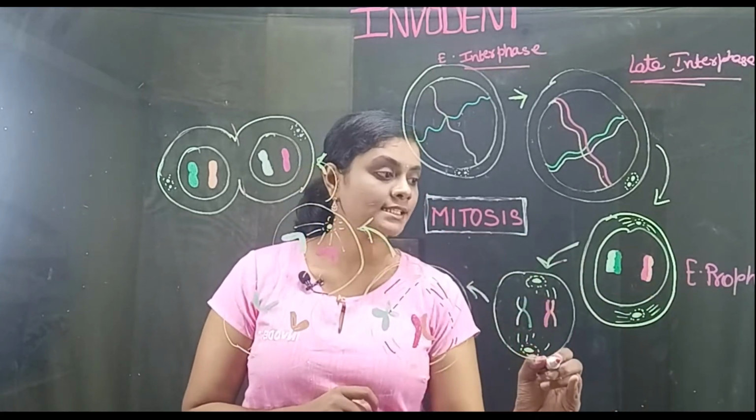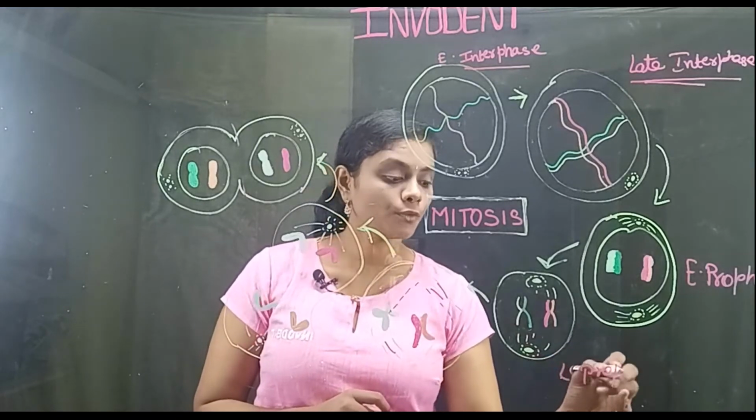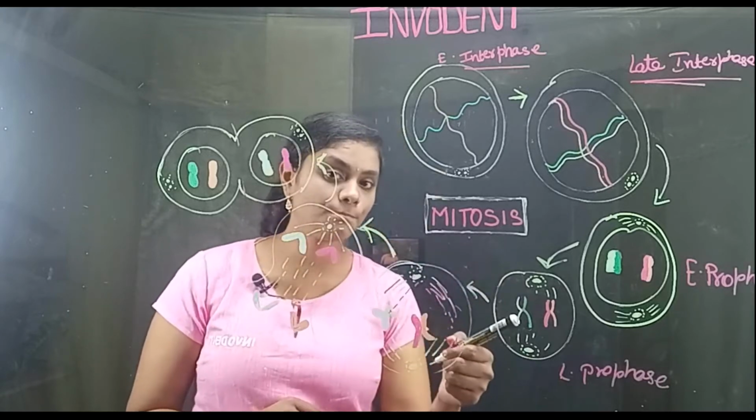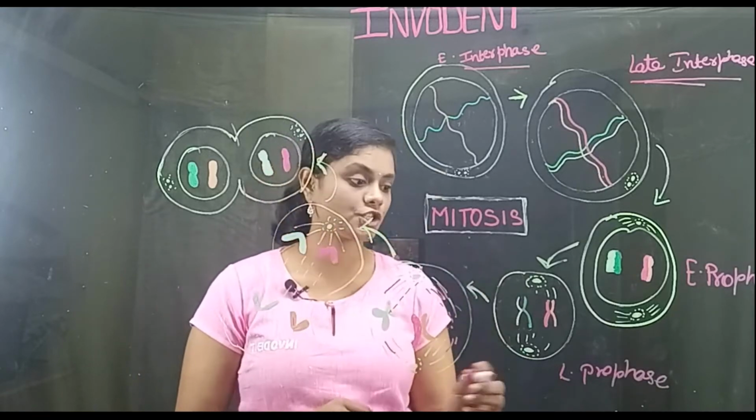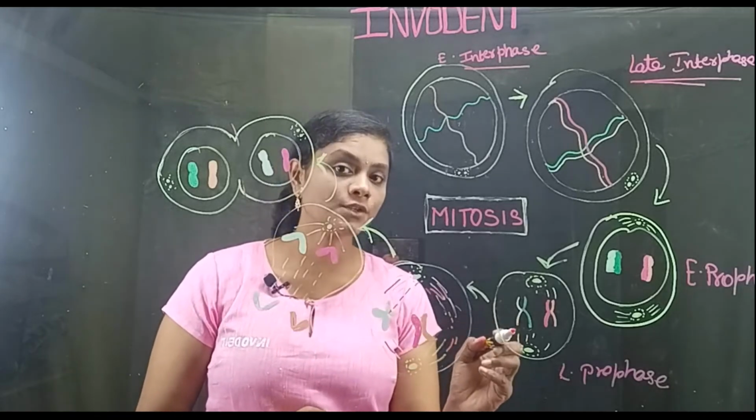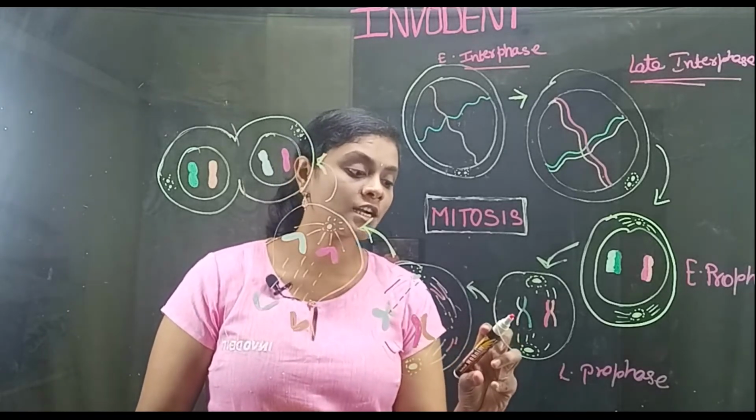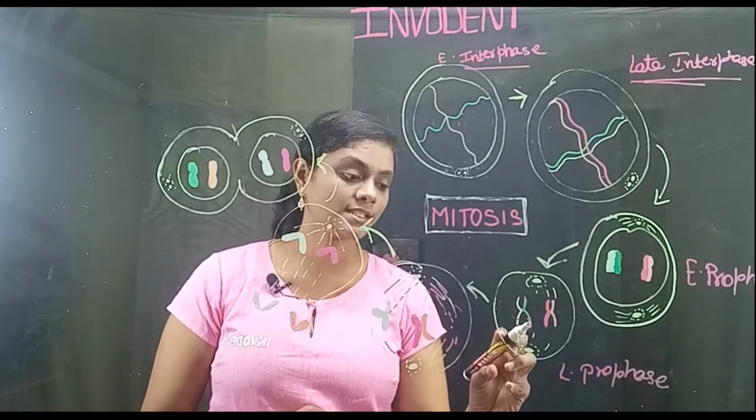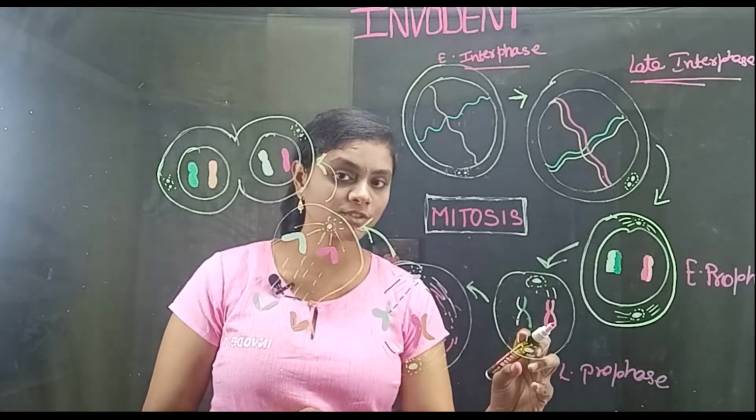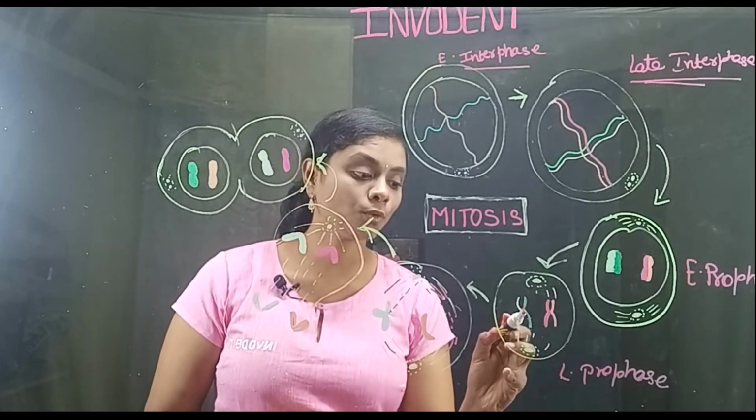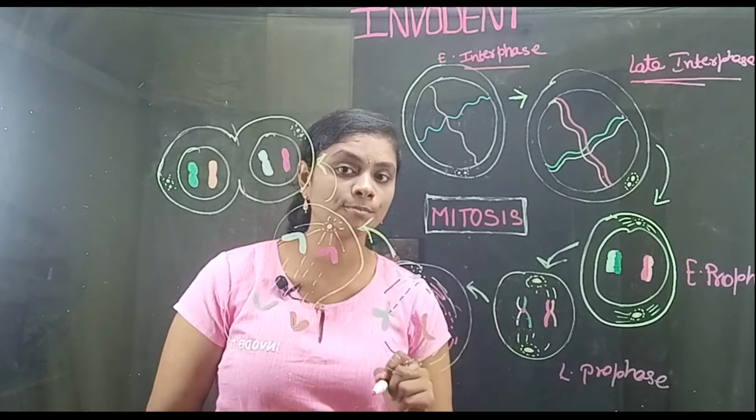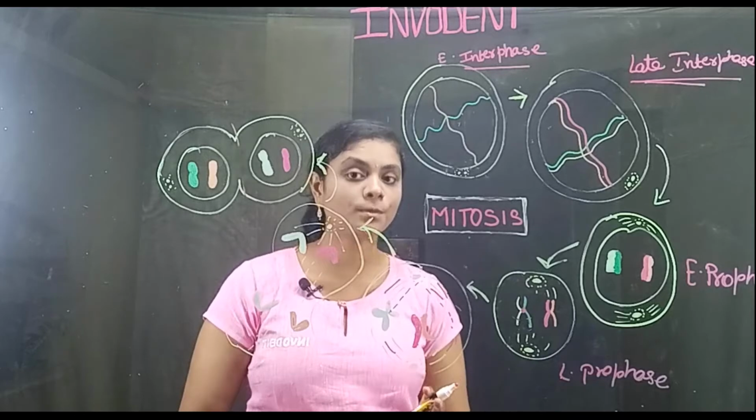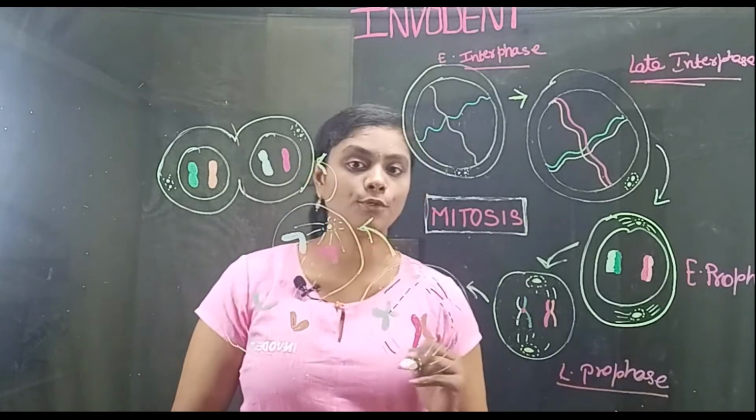Then in late prophase, due to a complete condensation of the chromatin material, we can appreciate the exact chromosome structure. As you can see in this picture, there is one chromatid and a second chromatid. Two chromatids are present, and there are two distinct chromosome structures we can appreciate, and we can also appreciate that they are attached at a point called the centromere. So this distinguished structure of the chromosome can be seen in the late prophase.